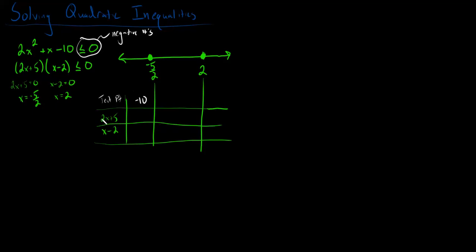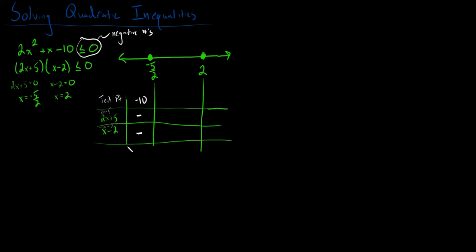Well, now what I got to do is plug in negative 10 for x, and I want to figure out if these give us positive or negative values. Well, think about it. If I plug in negative 10 for x, I'm going to have negative 20 plus 5. That's definitely going to get me a negative number, so I'm going to show that with a negative. Now, if I plugged in negative 10 for x here, that would be negative 10 minus 2. That is also going to be negative.